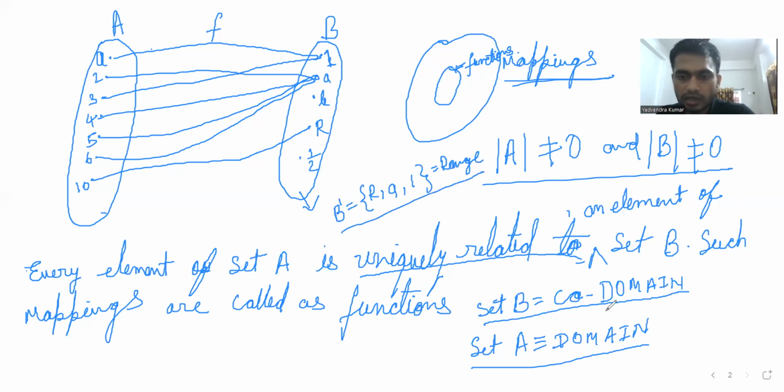And set B itself is the codomain. So B is codomain, and A is domain. So this is the definition of domain and codomain. And now we have a primary definition of function, and we have some idea what a function is. Now moving next.